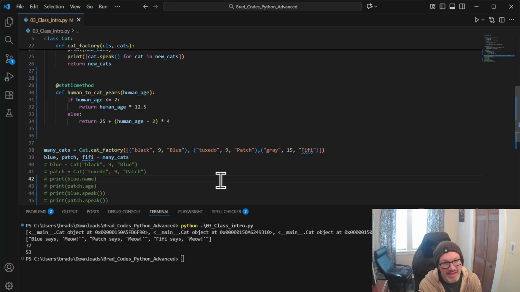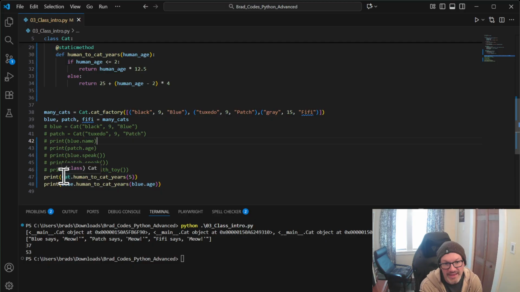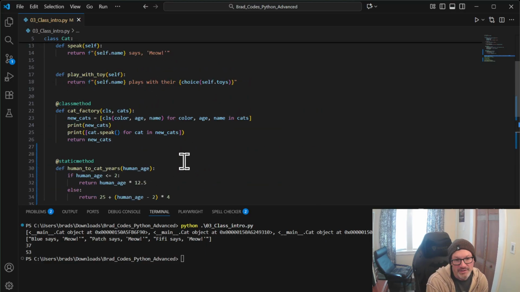So again, static methods, very situational. We can call them on both the class or instances. They are a utility helper, like again, it makes sense to have a method to convert human years to cat years attached to cats as well as instances of cats, because if we're working with cats, this may be something we need.